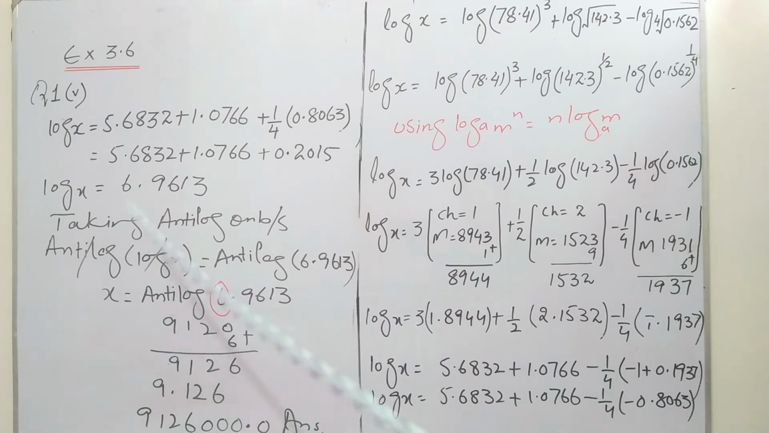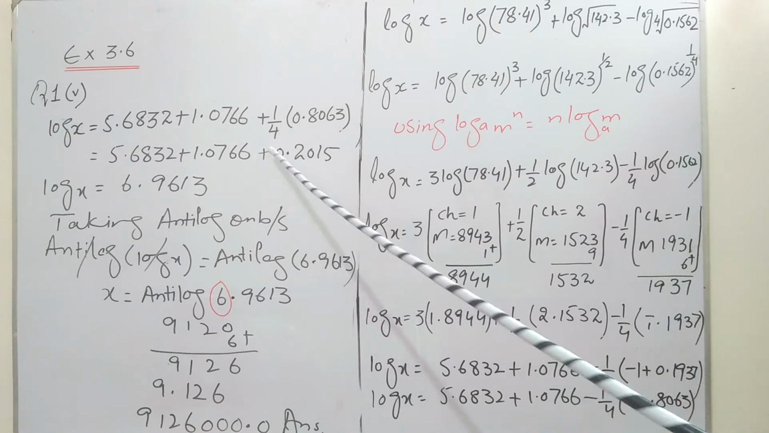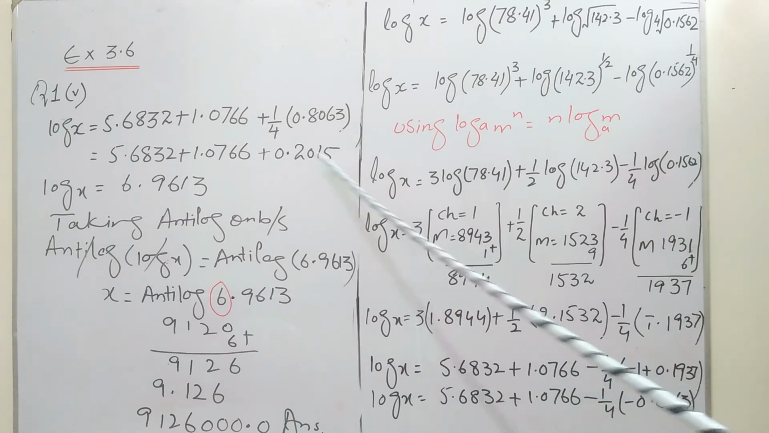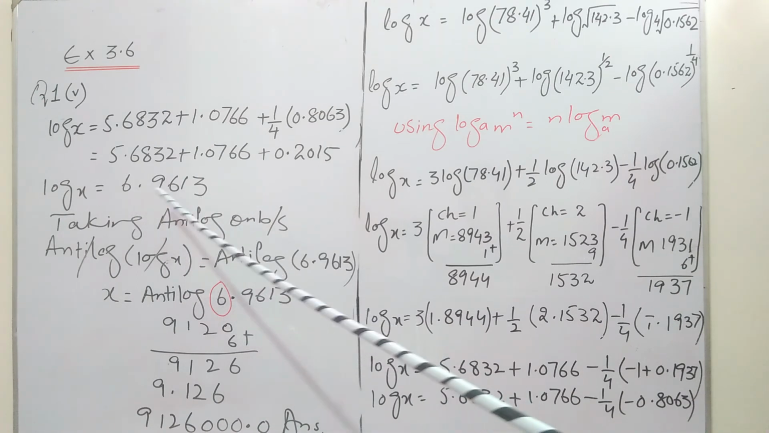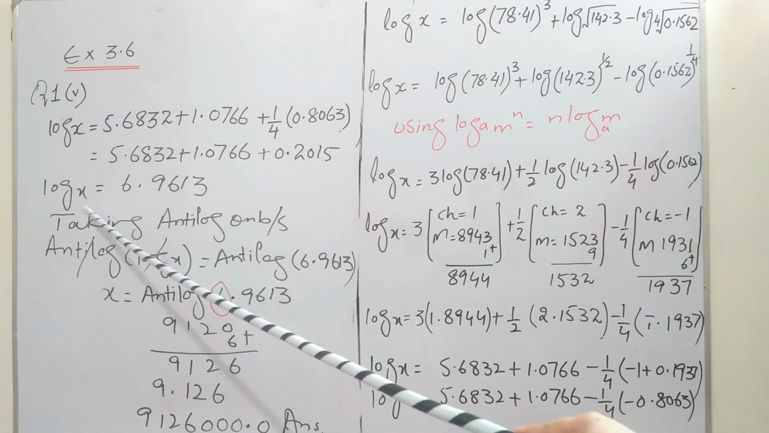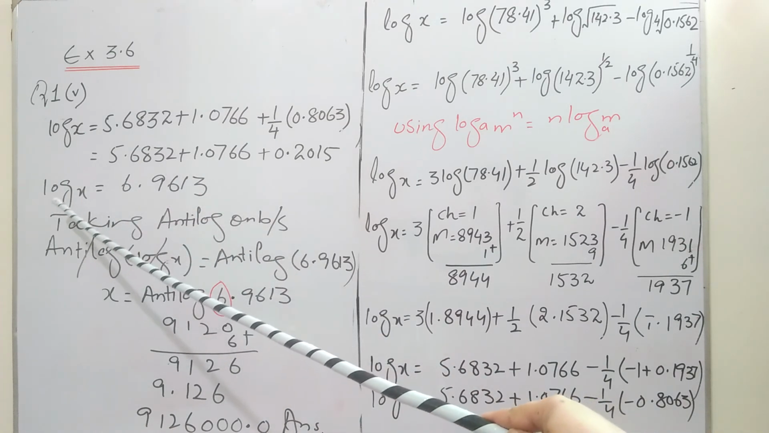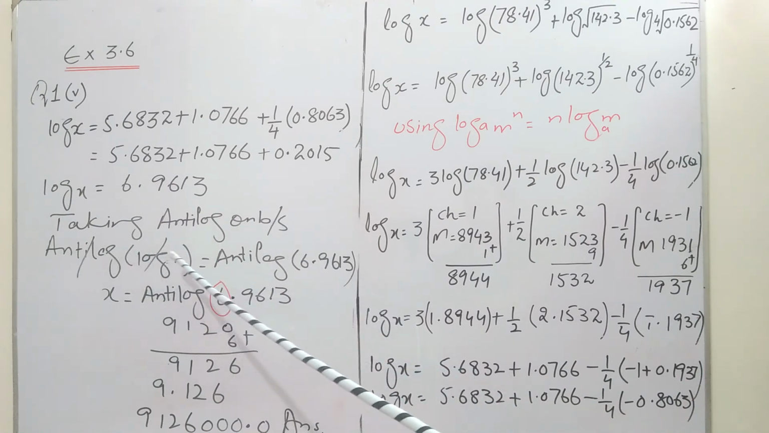So 5.6832 plus 1.0766 plus 0.2015. Sum of all these three values is equal to 6.9613. So log of x is equal to this value. Now we have to find the value of x. To eliminate this log, we will take anti-log on both sides. So anti-log of log x is equal to anti-log of this value.